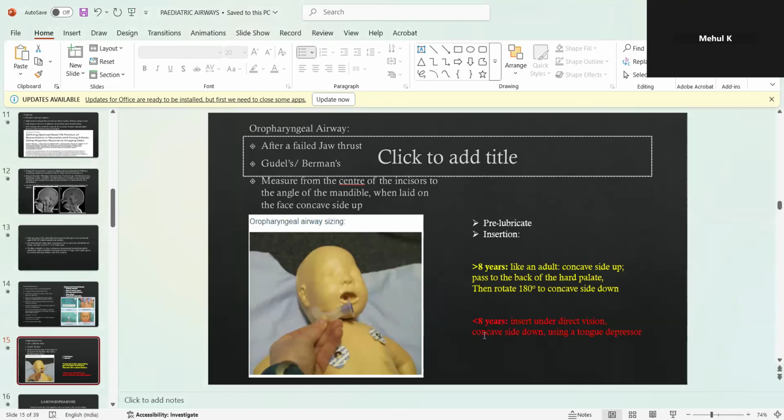The insertion technique is also different in pediatrics as compared to adults, again due to the fact that they have a larger tongue in comparison to the oropharyngeal cavity. In age greater than 8 years, it is to be inserted just the way you do it in adults, with the concave side up, pass to the back of the hard palate, and then rotate by 180 degrees to turn the concave side down. But in less than 8 years, it is recommended to insert an oropharyngeal airway under direct vision using a tongue depressor with the concave side down and congruent with the tongue.